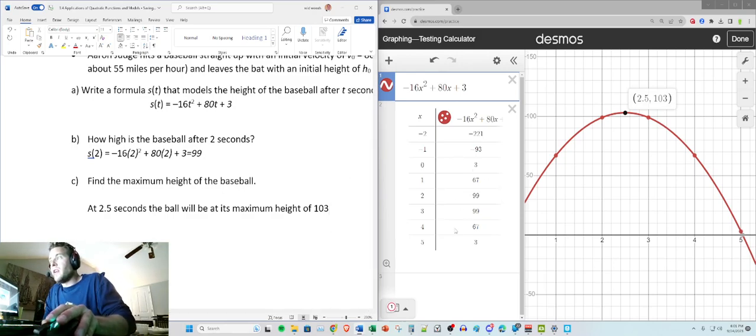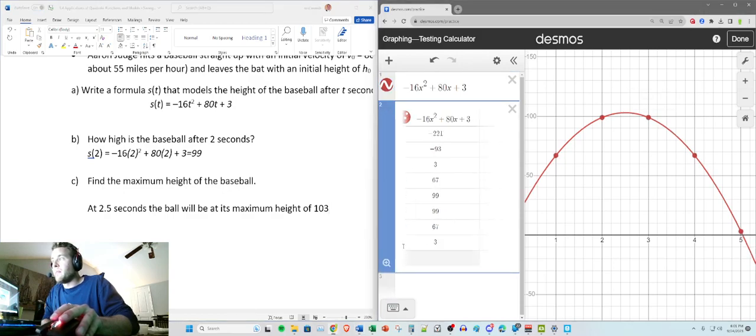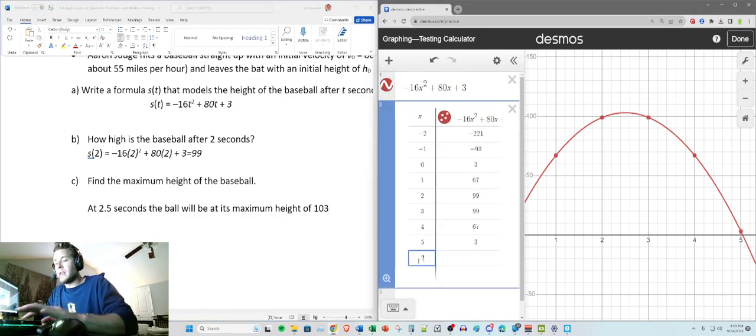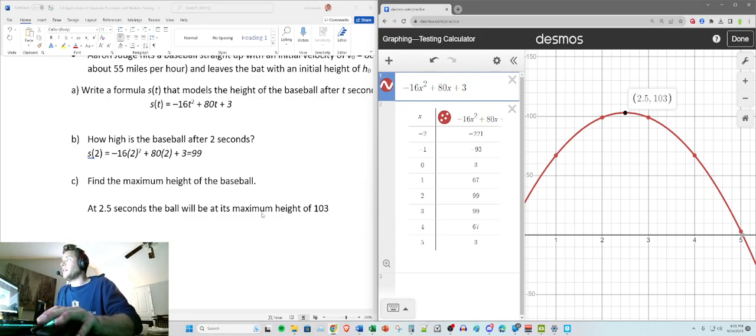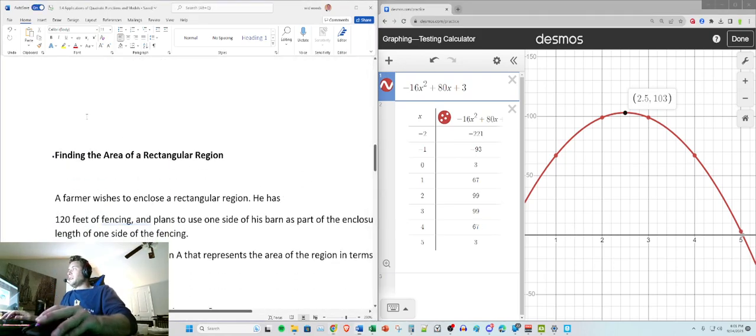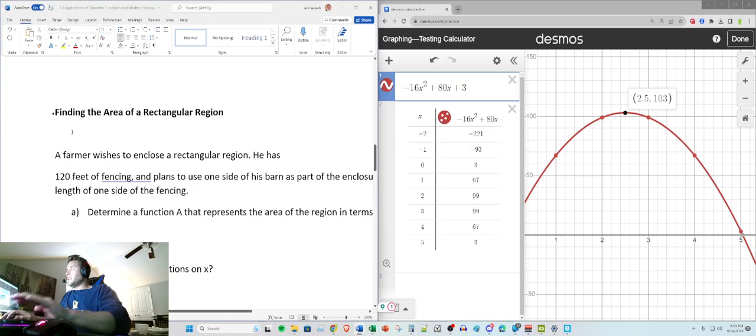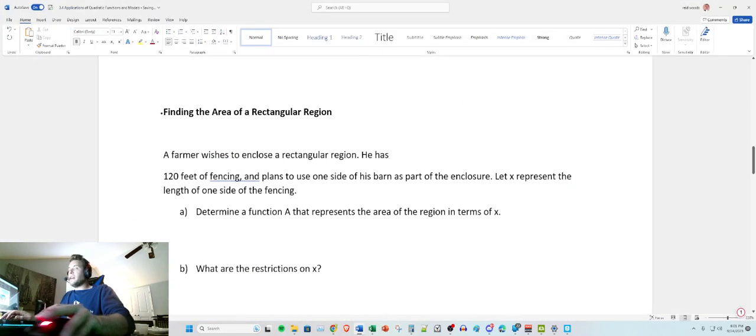As we can see here on our table, as x is increasing, it goes up, up, up, up, and it goes down. But we noticed that we did not get our vertex. So I type in 2.5, it will give it to me though. So we can type anything we want in there, but we see it right there. Okay, all right. So let's move on to this idea of finding the area of a rectangular region.